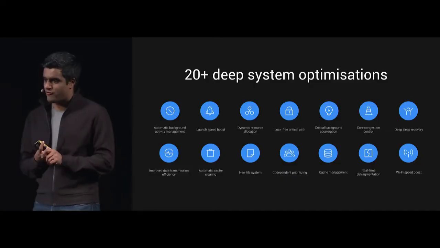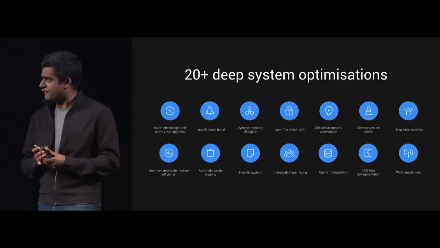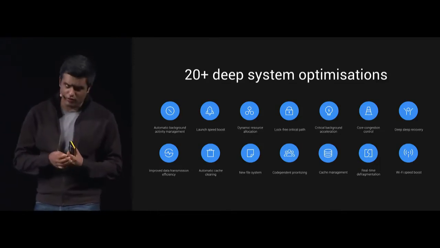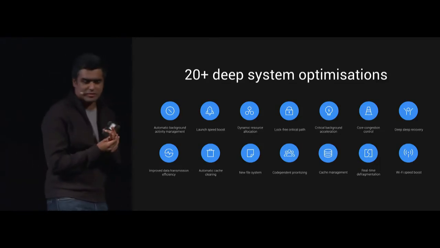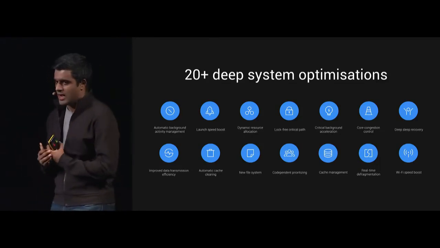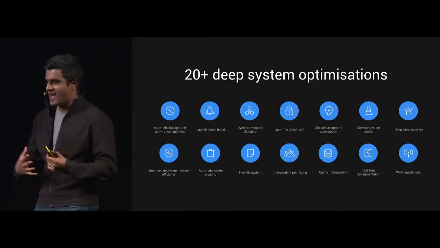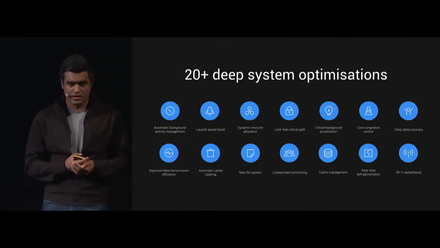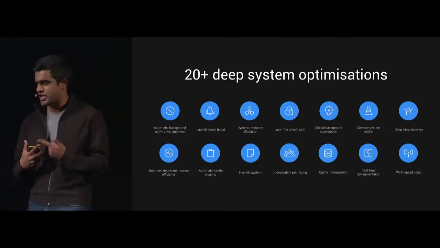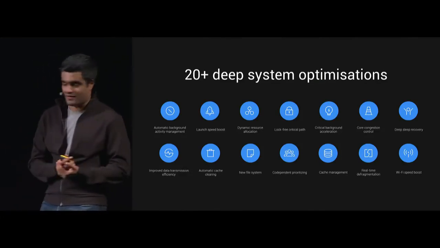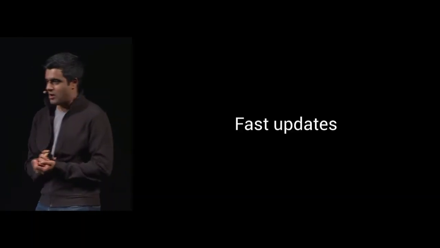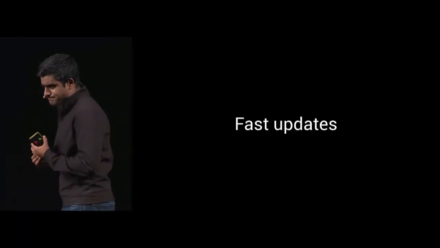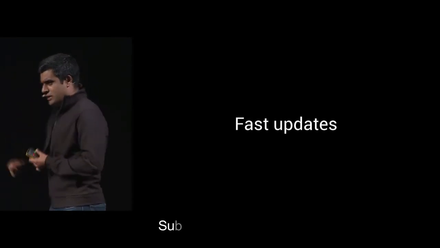So that's performance. Like I said, there's a lot more stuff under the hood. We have over 20 different deep system optimizations to MIUI for POCO, and the goal is to make sure that it feels fast and fluid all the time. So app drawer, turbocharged engine, and I think a category that many people care about, which is fast updates. So we're talking about fast updates both in security updates as well as underlying OS updates.